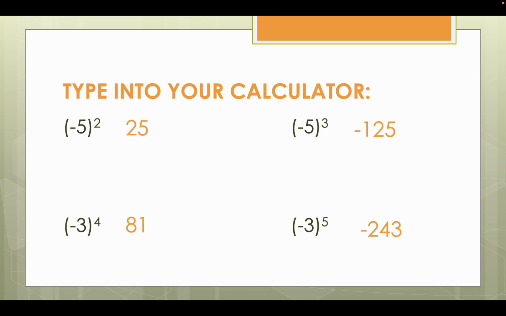Hopefully you can recognize that the two problems with the even exponent are positive and the two with the odd exponent are negative. Hopefully you recall from our discussion the other day that when we multiply an even number of negative numbers, we will be able to cancel out all of the negatives to get a positive answer. And if you have an odd number of negative numbers, that answer will be negative.